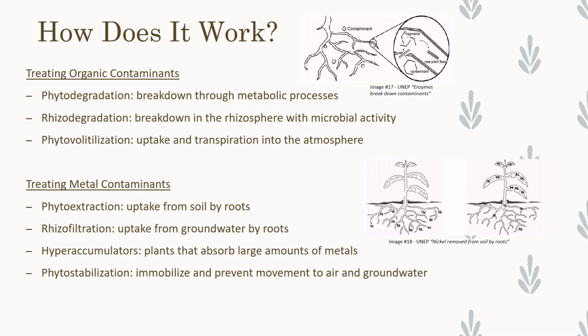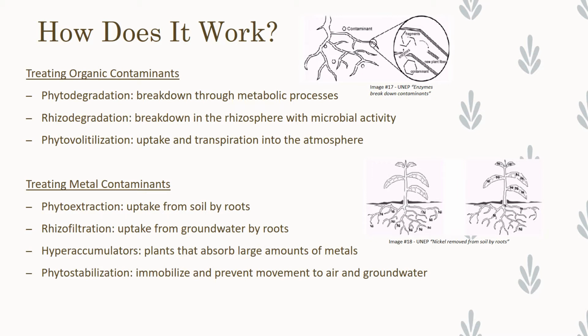Rhizodegradation is the breakdown of contaminants in the rhizosphere through microbial activity. Certain microorganisms can digest organic substances that are hazardous to humans and break them down into harmless products. Phytovolatilization is the uptake and transpiration of a contaminant by the plant, which then releases a modified form of the contaminant into the atmosphere by evaporation.